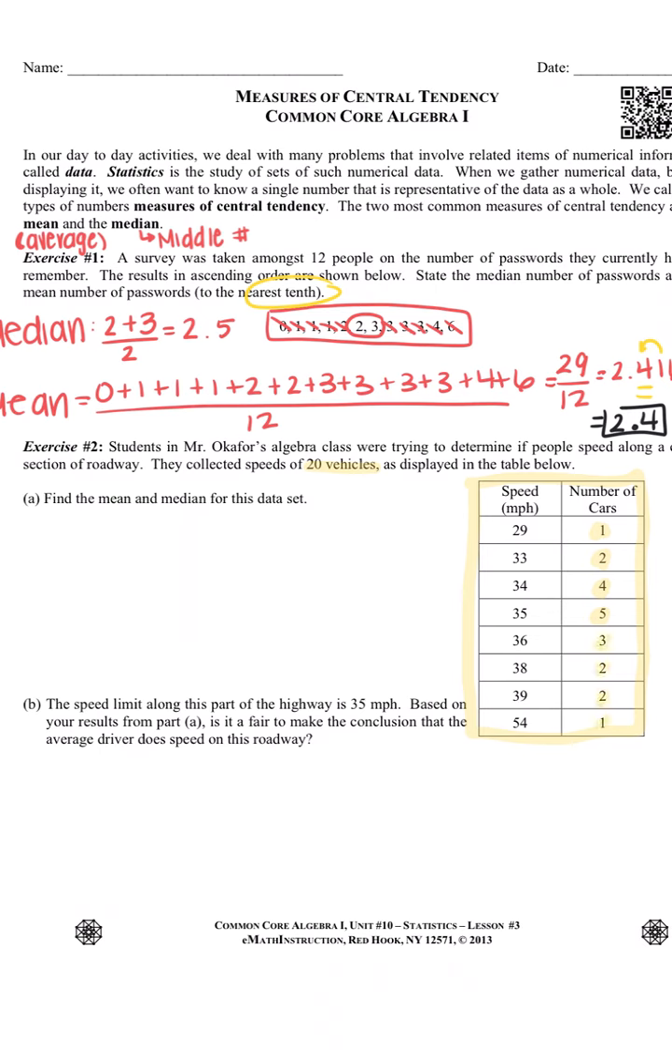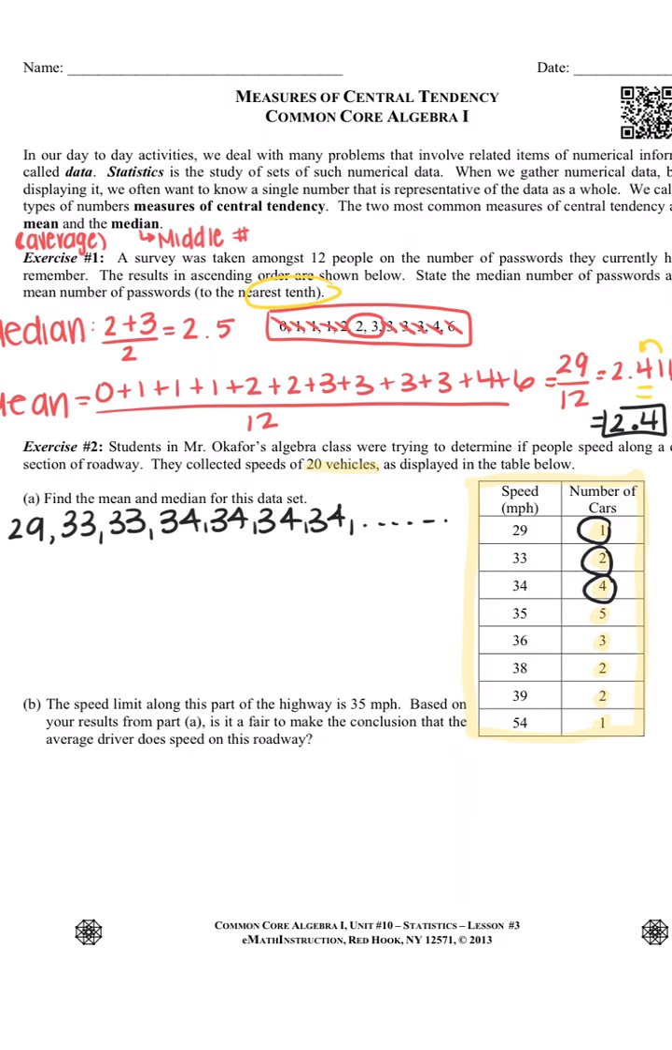So what this is basically saying, and I'm not going to list it all out, but I will say some of it. It's saying one car went 29. It's saying 2 cars went 33. So if they would have listed this out in a list instead of as a table, it would have looked something like this. 4 cars were going 34. And you should be getting the point by now. I could keep listing them all out.